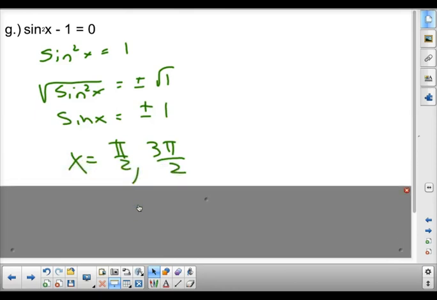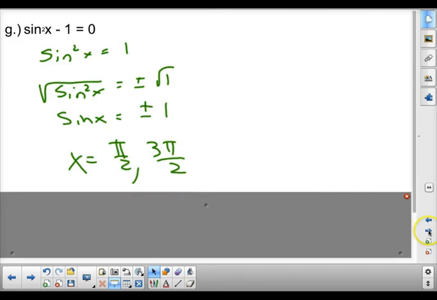And the sine of x on the interval from 0 to 2 pi is equal to positive 1 at pi over 2, and is equal to negative 1 at 3 pi over 2. So those are my 2 solutions.